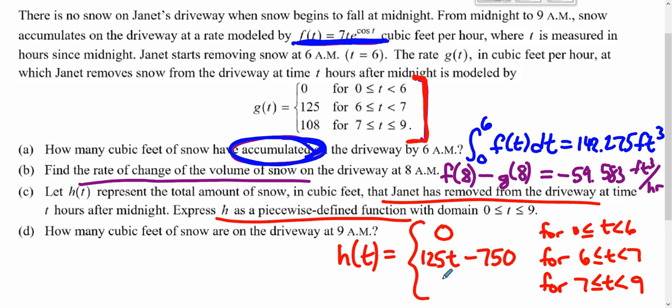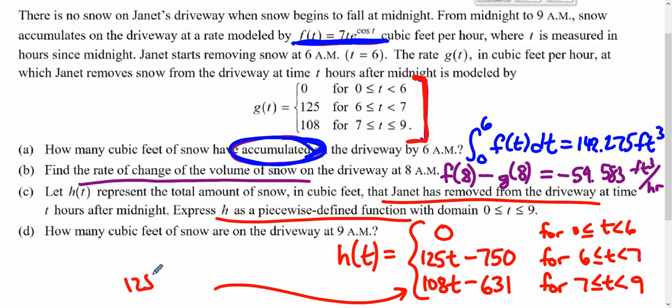The same sort of thing is going to happen down here. The slope is 108, so this is definitely 108t minus, well, this gets a little bit tricky because we know that at time equals 7, we've got this much snow on the driveway. And so we can figure that out and play the subtraction game, and we get a similar response here. Again, I'll write and erase.